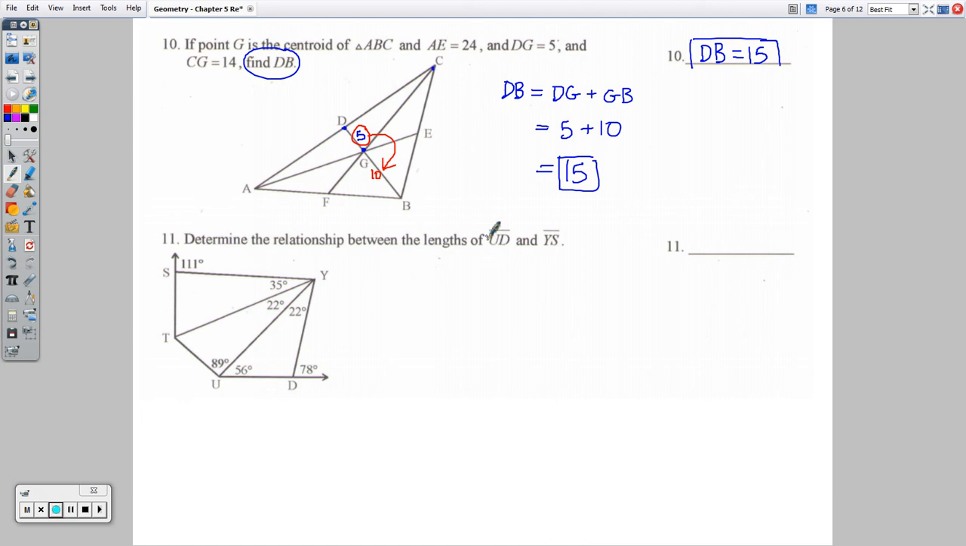Number 11, determine the relationship between the lengths of UD and YS. So UD is right here. So let's just darken that in. So UD and YS, that's this one right here. So on this one, let's start by filling in the angle measures that are missing. We might find that to be helpful. So if this is 111 right here, this one you do 180 minus that, and you'd have 69 degrees for that one. If this is 69, that's 35. If you add those two up and subtract that from 180, we're going to have 76 for that one right there. And do the same sort of thing with this one and this one.